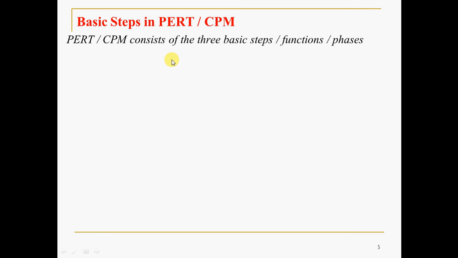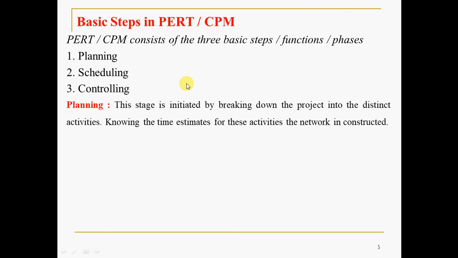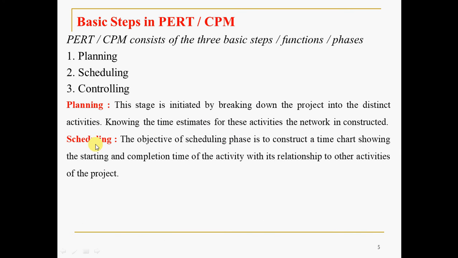Basic steps of PERT and CPM. PERT and CPM consist of three basic steps, functions or phases: planning, scheduling, controlling. Planning is nothing but dividing the project into various activities. This stage is initiated by breaking down the project into different activities. Knowing their time estimates, the network is built or constructed in the planning stage.